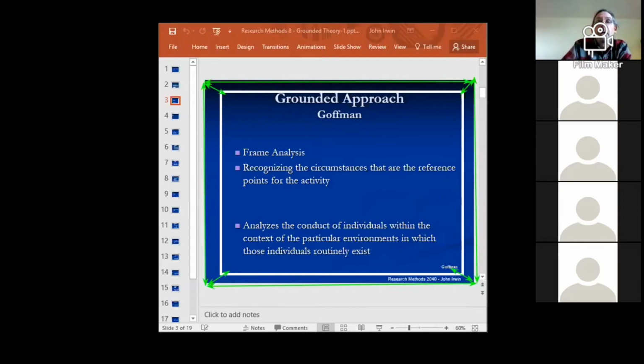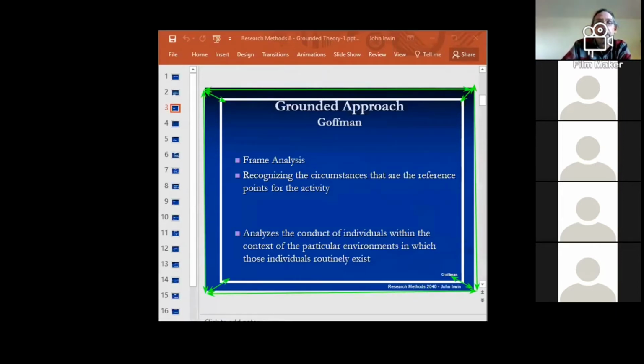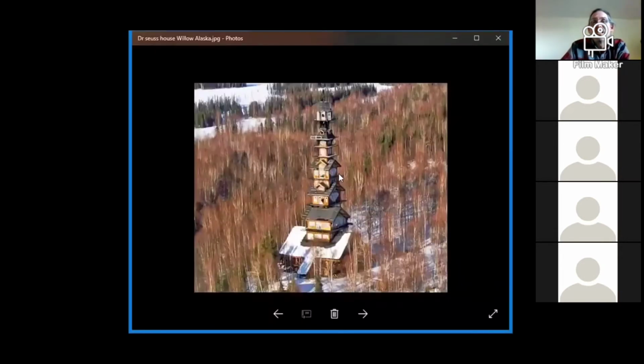Let me bring you another picture here I want you to look at. So consider this. What do you see there? House in the woods? Odd house in the woods. Does that look familiar in any way to anybody? Yes, no.